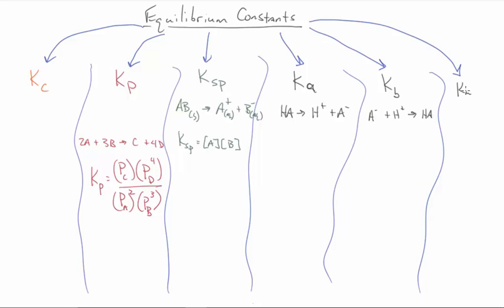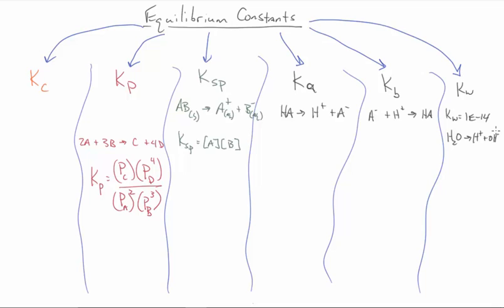And then the very last one that we'll want to be familiar with is called Kw. It is the water dissociation constant. It is actually a constant number. It's 1e negative 14, and it describes the likelihood of a water molecule to dissociate into H plus and OH minus.